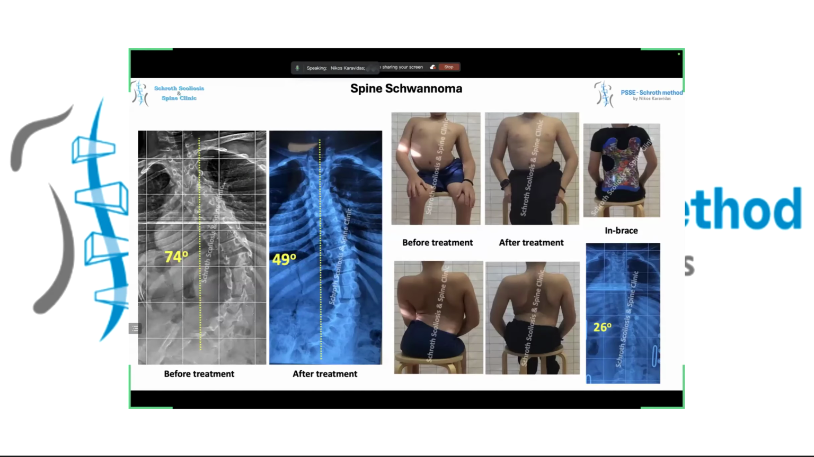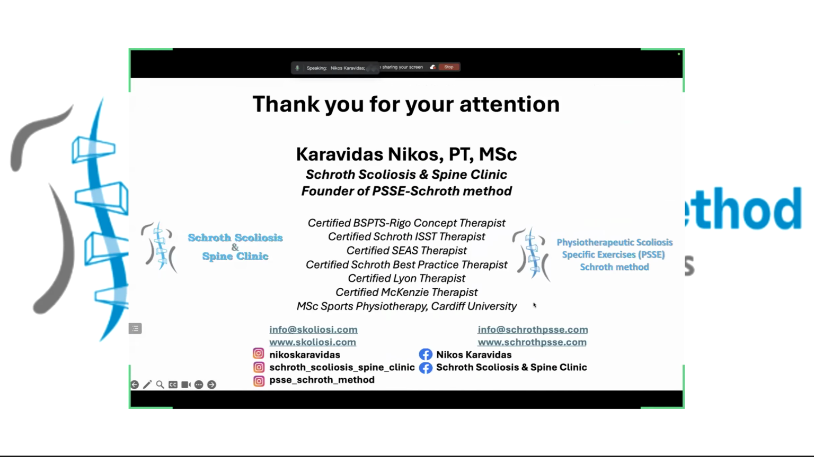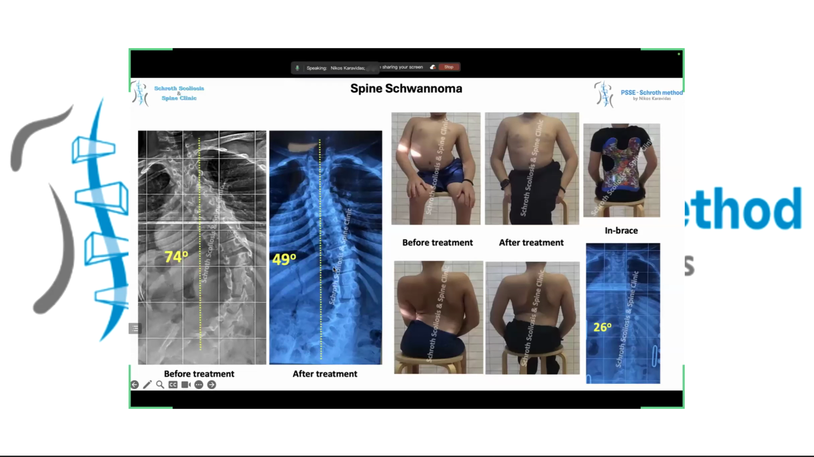Or this, again, extraordinary case with a spine schwannoma, so a tumor of the spine, and a very aggressive scoliosis at the age of 10. He already had 74 degrees. Look at the in-brace X-ray, 26 degrees in the brace, and the final result, 25 degrees less. In this case, with a very, very severe and aggressive scoliosis.